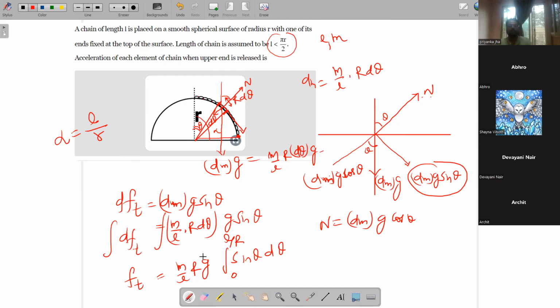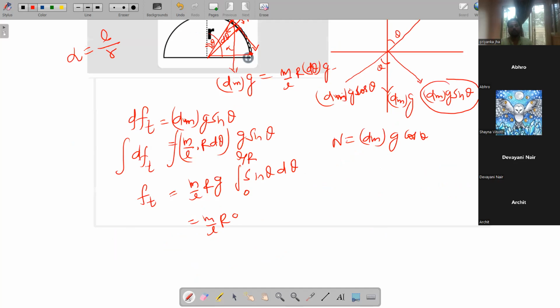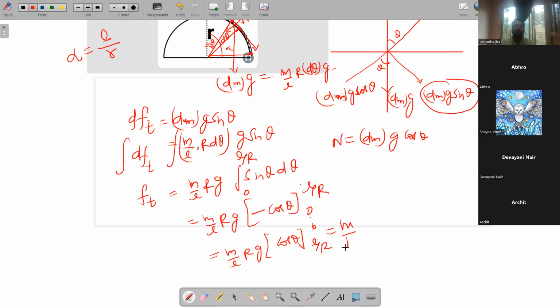Now we'll integrate this. So this is m by L into Rg, and the integration of sine theta is minus cos theta, with the upper limit and lower limit. If you want to consume this negative sign, the limits will change: the lower limit will become the upper limit and the upper limit will become the lower limit. So this will become cos theta from 0 to L by R. Now put the value: m by L into R into g, into cos 0, which is 1, minus cos L by R. So this is the net force on this chain.